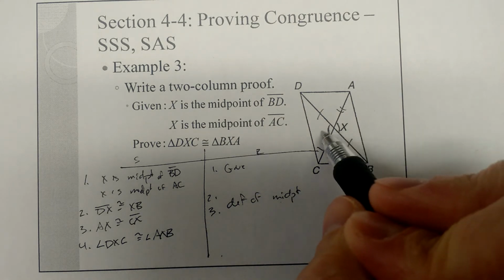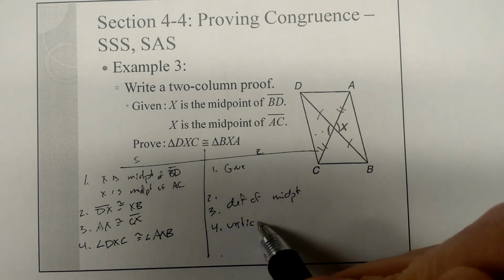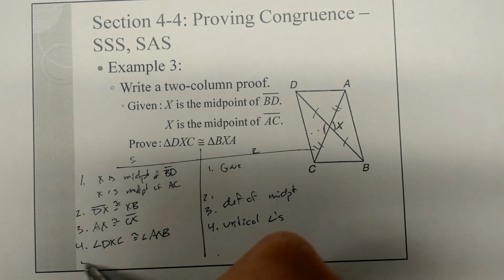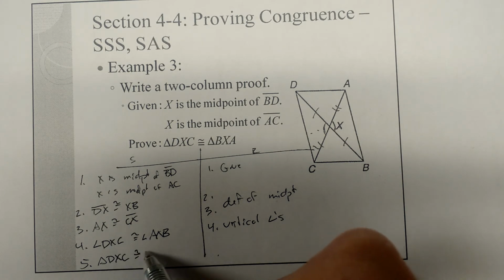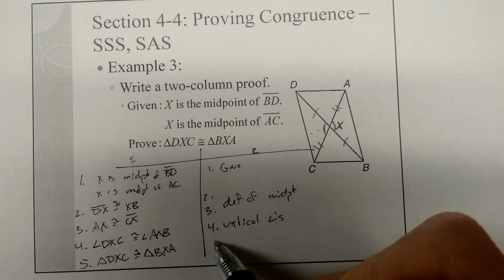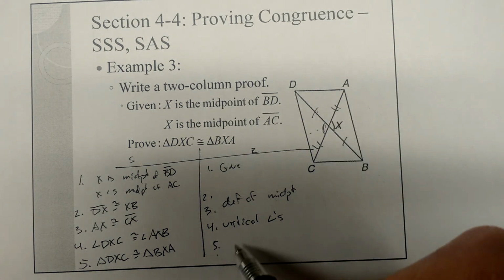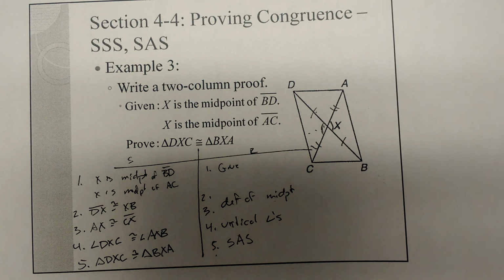Now you can do that because these two angles are on opposite sides of the X, so they are vertical angles. And then 5, the last one is the proof statement. Triangle DXC congruent to triangle BXA. The reason for this is two sides and the included angle, so side, angle, side is the reason. And there we have the end of the section.